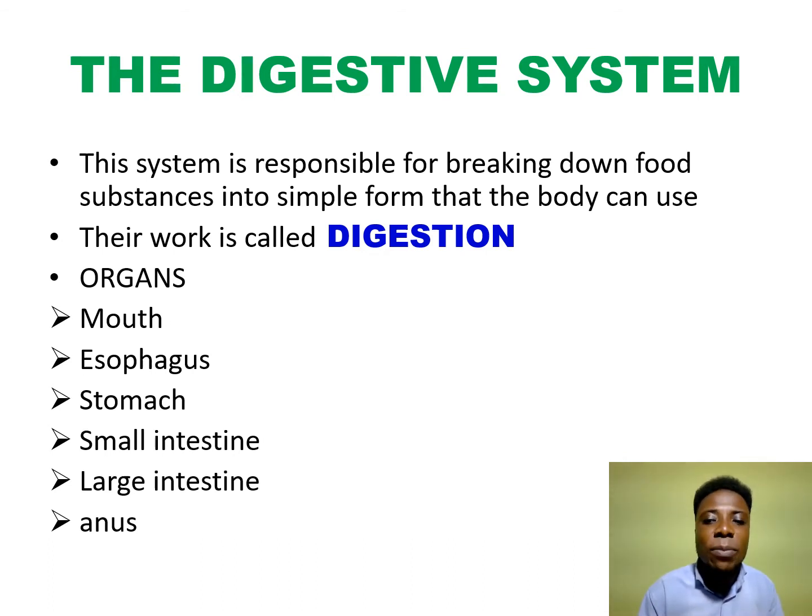So we have the mouth. The esophagus, another name for esophagus, is gullet. From there to your stomach, there is a chamber in your belly called the stomach. It is something like a balloon. When you take in too much food, it shoots up. That is why at times after taking too much food, it touches your diaphragm and your stomach becomes very thick and hardens. We have the mouth, esophagus, stomach, small intestine, large intestine, and your anus. Sorry to mention that. They all form part of the digestive system. They break down food substances. The work the digestive system does is called digestion.